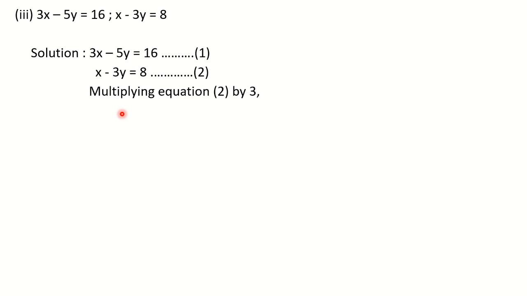When we multiply equation 2 by 3, we have to multiply each and every term. So what are we going to get? 3x minus 9y is equal to 24. This is the new equation formed, so number it as 3. Now don't consider equation number 2 because we have formed a new equation by using equation 2. So think about equations 1 and 3.